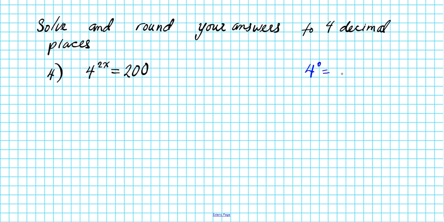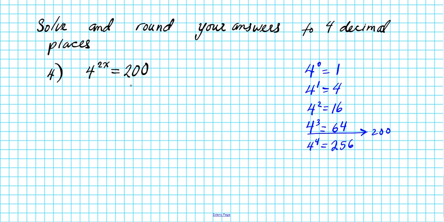So we have 4 to the 0th power is 1. 4 to the first power is 4. 4 to the second power, 4 times 4 is 16. 4 to the third power, 16 times 4 is 64. 4 to the fourth power is 256. So you see that 200 is somewhere here. We do not have 200 as a power of 4. There's no 200 as an output on this list of powers of 4. So 200 cannot be written as a power of 4.